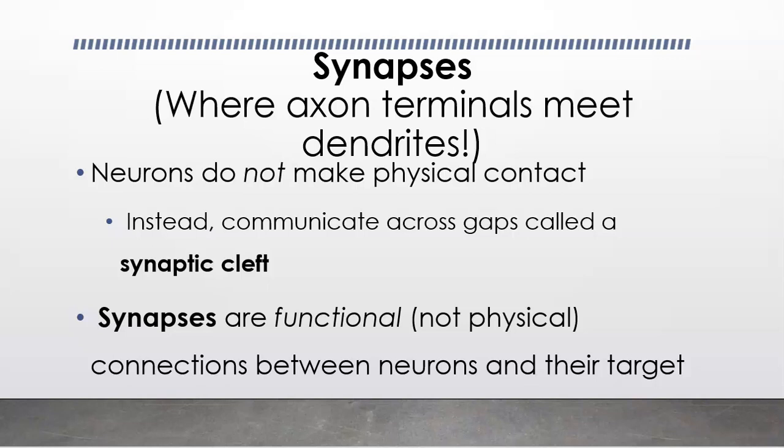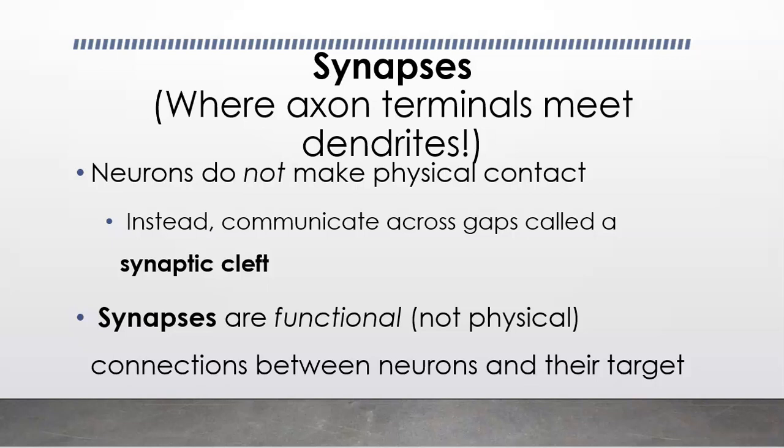So in the previous lectures we talked about what is a neuron and how signals are sent through a neuron. So that would be a nerve impulse. Now in this lecture we're going to talk about how cells talk to each other in the nervous system.